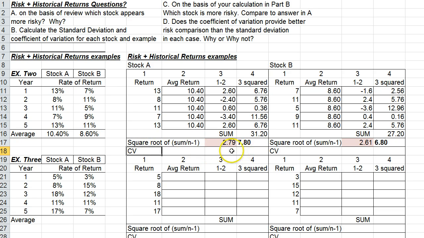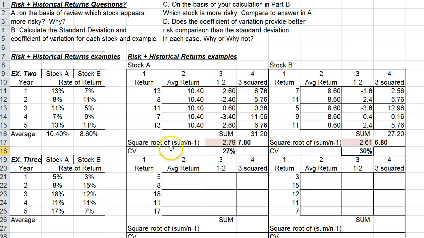And so for the coefficient of variation, I could make them into similar terms so I could see which is riskier. Okay, so the formula for coefficient of variation is going to be the standard deviation divided by the average return. So this is 27%. Bring this over here. Okay.